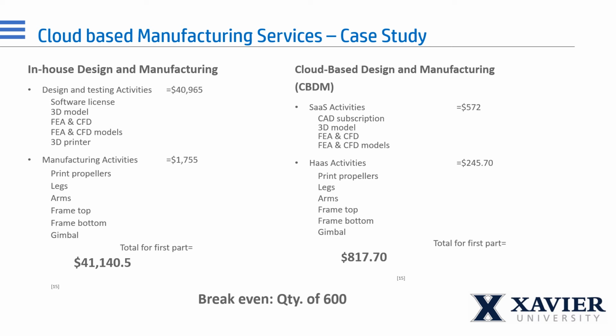If we go to the cloud and we access software as a service, we don't have to buy any of that, and we can lease it, in this case $572. Then we have hardware as a service. We're renting somebody else's machine, either their printer or their machining center. So the total when this first part comes off the line is $817. If we take this bid back to our customer, we find that any quantity under 600, which is our break-even point, is the point at which we make money.